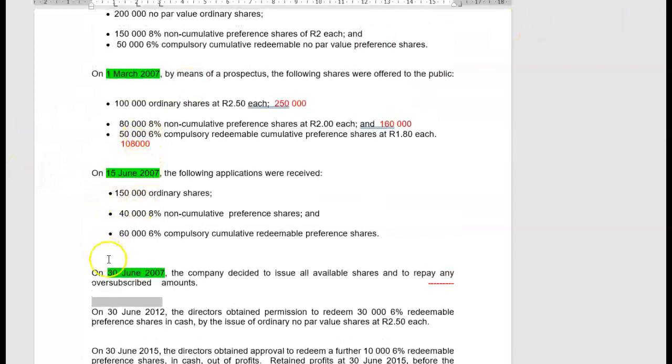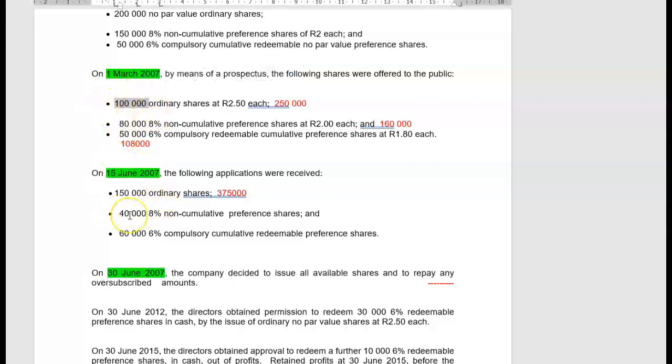When we issue shares, what is the first question that we have to ask ourselves? Was there an underwriter? No, there wasn't. So what are we going to allot at the end of the day? We're going to allot the applications to the maximum that we were authorized to issue. So we have received applications for 150,000 ordinary shares. So 150,000 multiplied by R2.50 is going to give us a total of 375,000 rand. How much could we allot? We could only allot 100,000 shares.